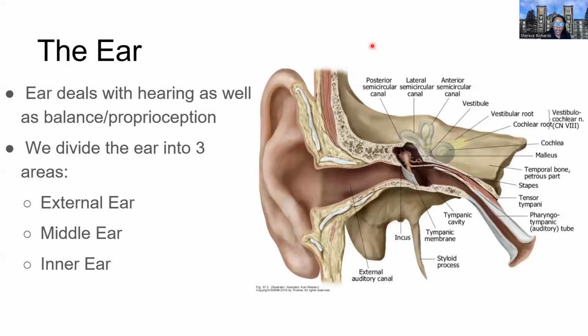This second part gets into the ear. So we're going to shift from the eyes and vision into the ears and hearing. The ear is also involved in balance and proprioception. This is what helps to tell us where we are in space.